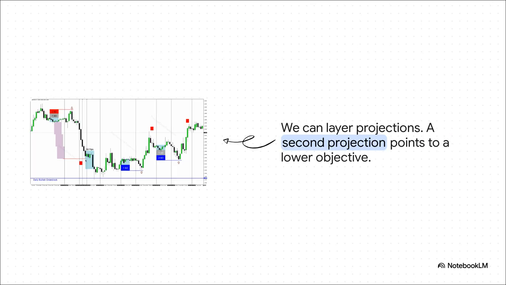And we don't have to stop at just one projection. If the trend has a lot of momentum, we can actually stack a second projection right below the first one. And notice how this points to a much deeper price objective for the day. It gives us a potential secondary target if price just keeps on running.